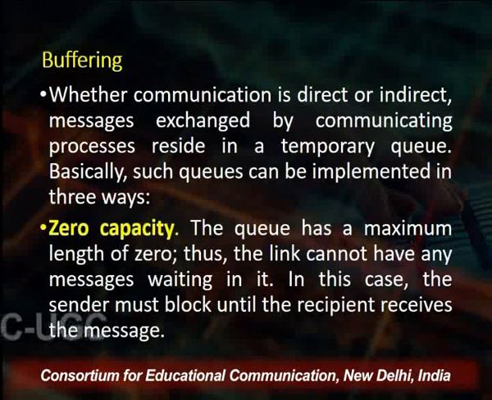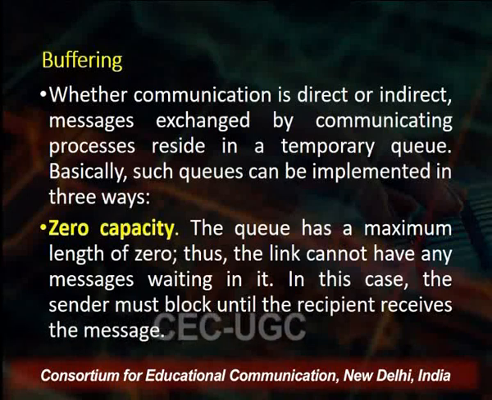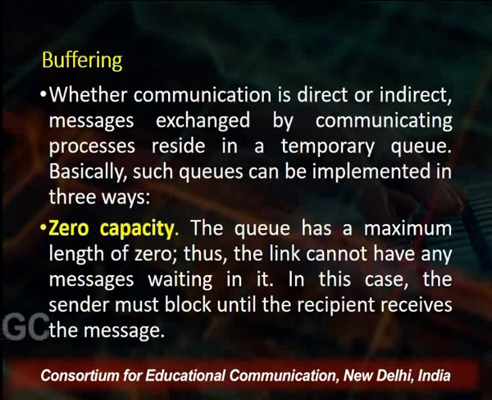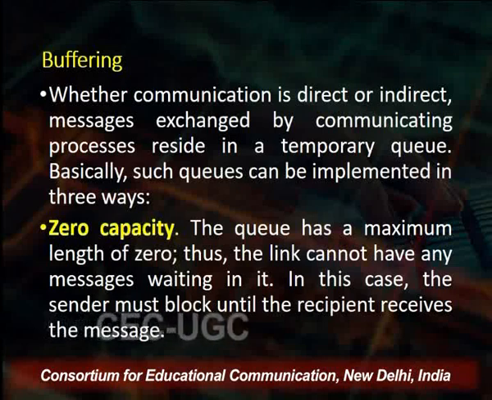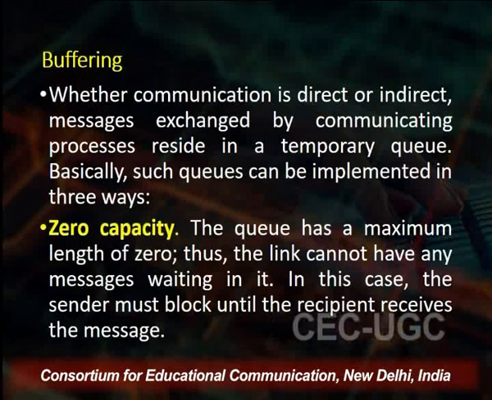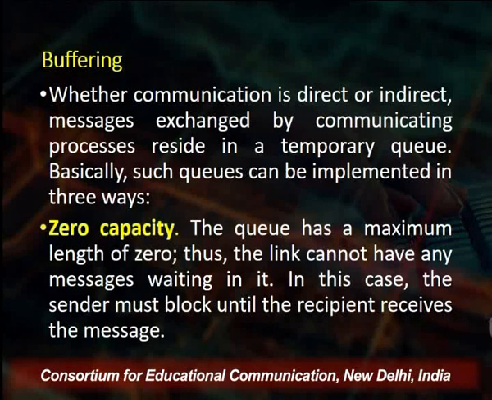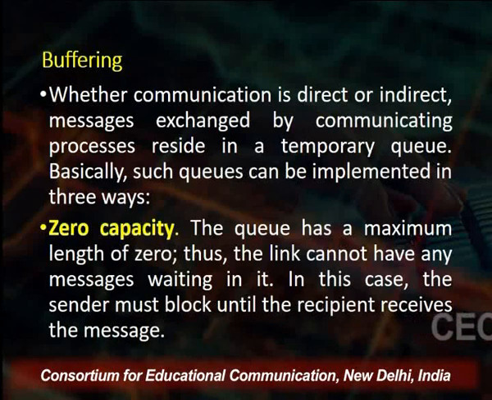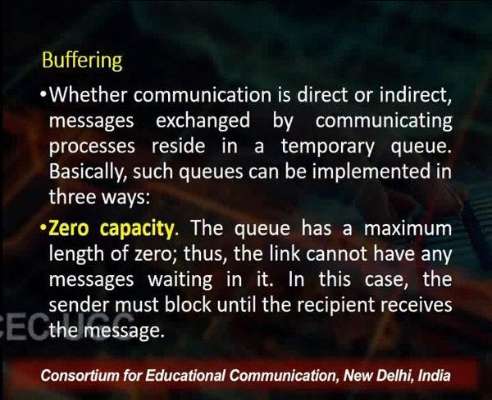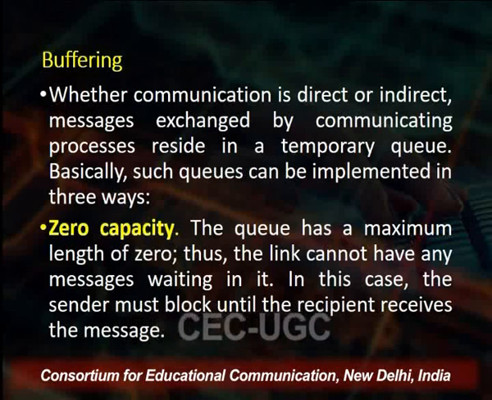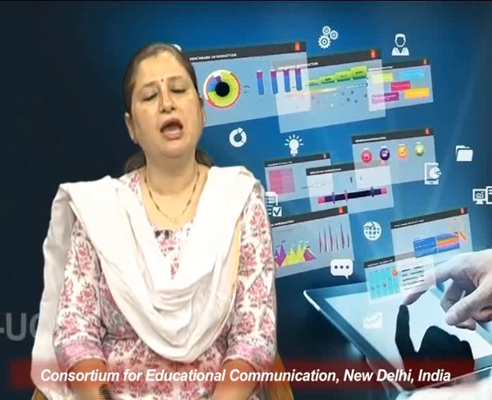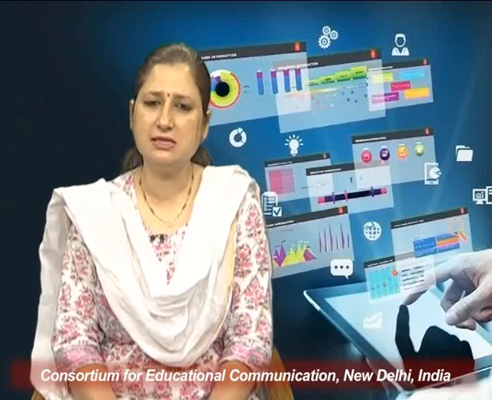So the first type of queue is a zero capacity queue. Zero capacity queue means that the maximum length of the queue is 0. Zero length means that the link cannot have any messages waiting in it. So as soon as the sender sends the message, the receiver will receive the message. So a zero capacity queue actually only occurs when you have the synchronous mode of communication. So when the sender sends the message, the receiver is in a blocking receive and then the message is transferred. So this is a zero capacity queue.